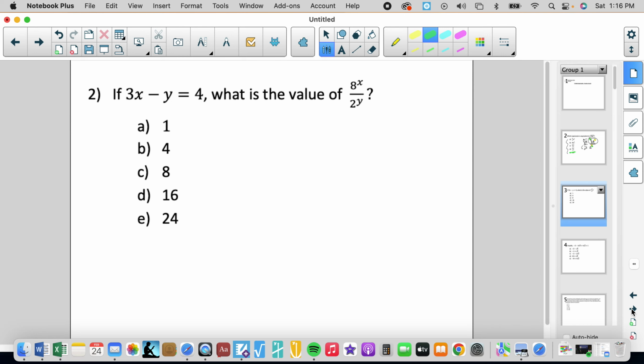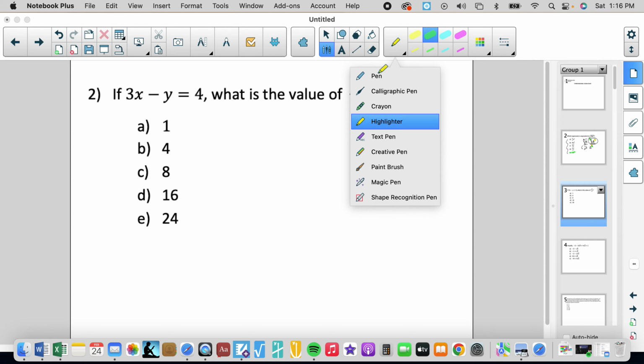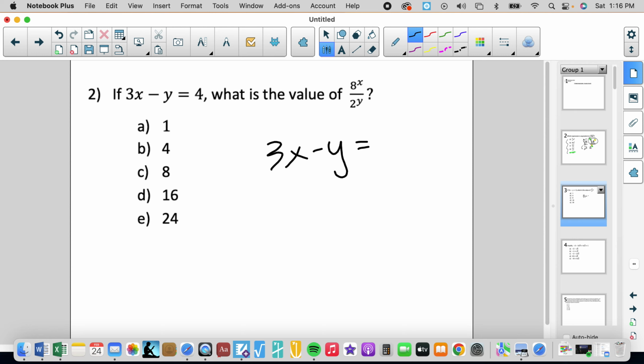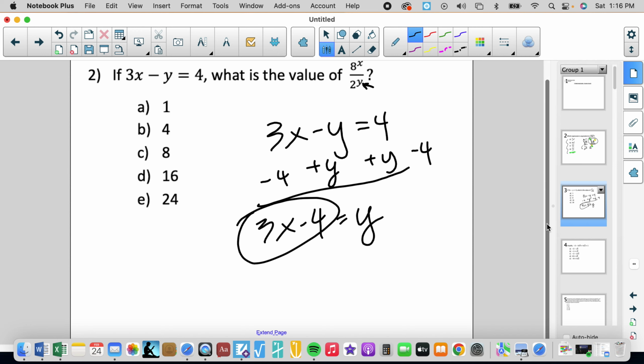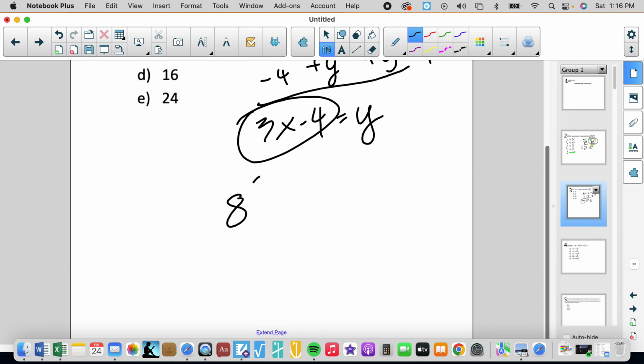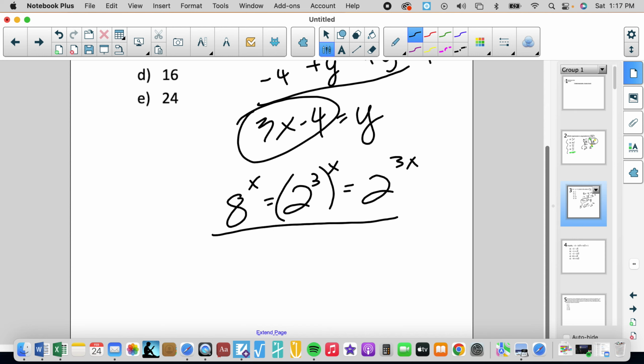In this problem, we're going to use substitution. We're going to take this formula and solve for y. We can add y to both sides and subtract 4, so we get 3x minus 4 equals y. We'll plug this value into this. We're also going to rewrite 8 to the x, because 8 can be 2 cubed, as we saw in the problem before. So that can be written as 2 to the 3x, over 2 to the y. And we're going to substitute 3x minus 4 in for y.